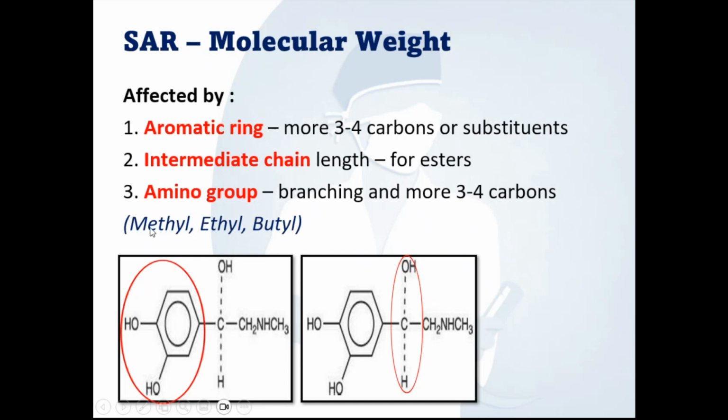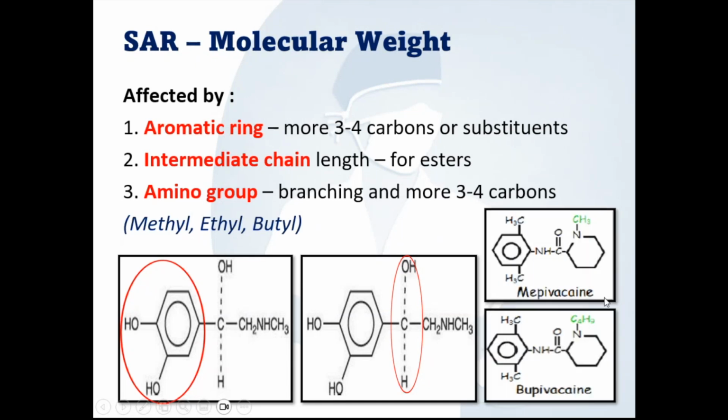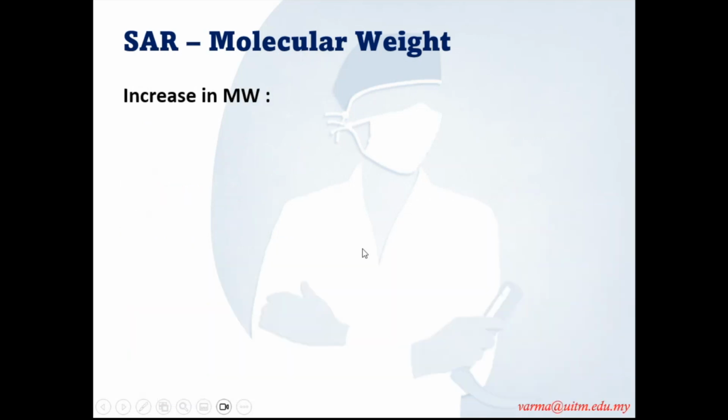Like converting the 3rd and 4th carbon from methyl to ethyl to butyl. We're looking at mepivacaine. This is your different group here. Your bupivacaine, your different group here. This slide, I just want to show you what increases the molecular weight. We will go into the example after this in detail. So the alteration in molecular weight can happen at the aromatic ring, at the intermediate chain, and also at the amino group, which is the conversion from methyl, ethyl, to butyl.